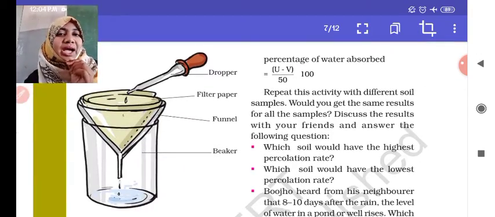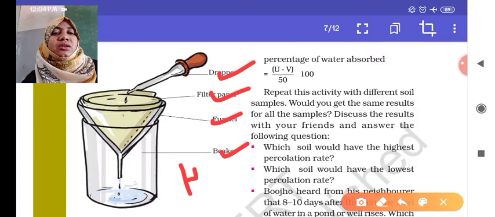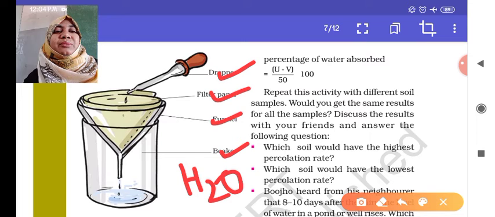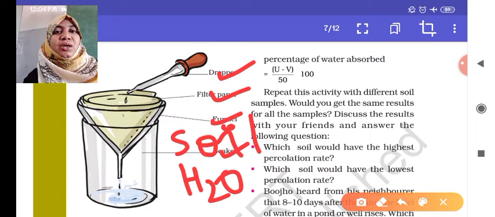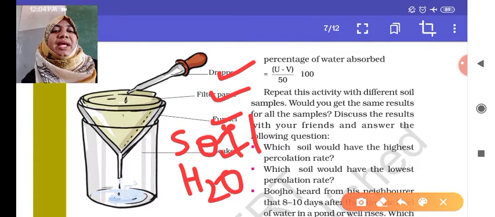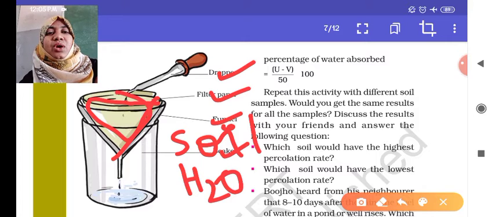They are asking us to take a beaker, a funnel, a filter paper, a dropper, plus you should take water. I am writing H2O, which is the formula of water. And we should take some soil in powdered form, very soft. Then you should fold the filter paper as shown in this figure, and pour the soil on the sides of this filter paper.